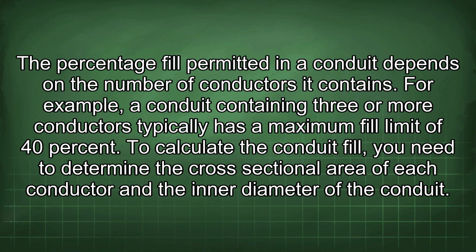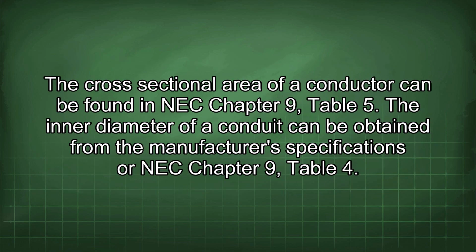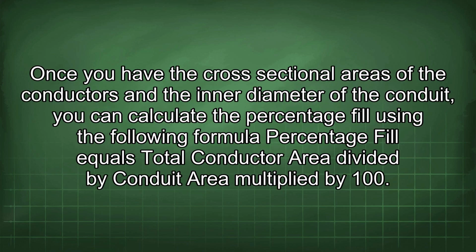To calculate the conduit fill, you need to determine the cross-sectional area of each conductor and the inner diameter of the conduit. The cross-sectional area of a conductor can be found in NEC Chapter 9, Table 5. The inner diameter of a conduit can be obtained from the manufacturer's specifications or NEC Chapter 9, Table 4. Once you have these values, you can calculate the percentage fill using the following formula: percentage fill equals total conductor area divided by conduit area multiplied by 100.